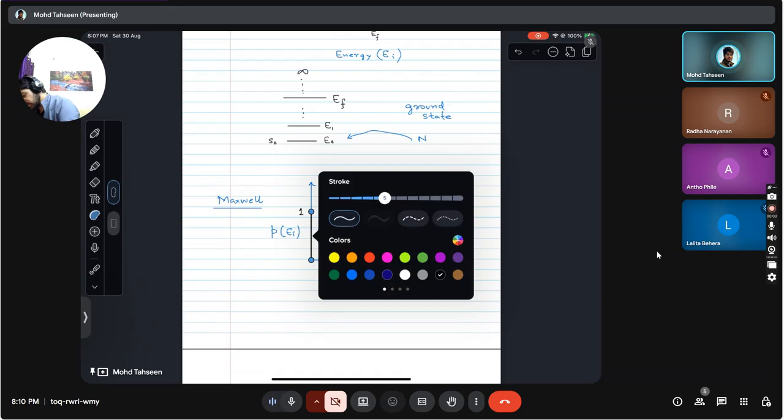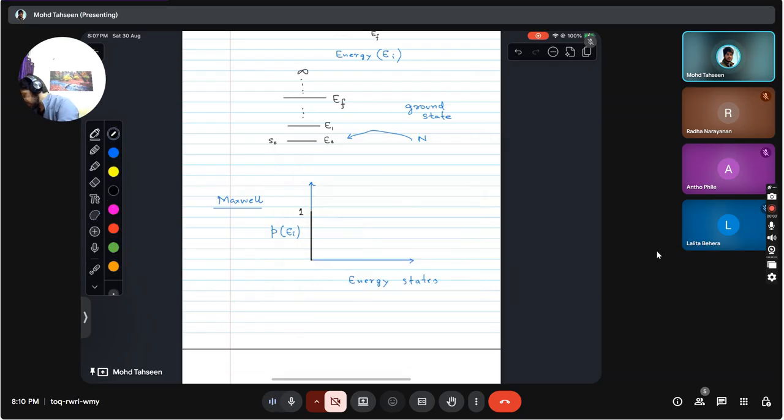They will be in the ground energy state, right? And as we increase temperature, let's say this blue and green temperature, the distribution changes like this. Okay, so again this is T2 greater than T1, and this is T1 greater than T0, which is equal to 0 Kelvin.